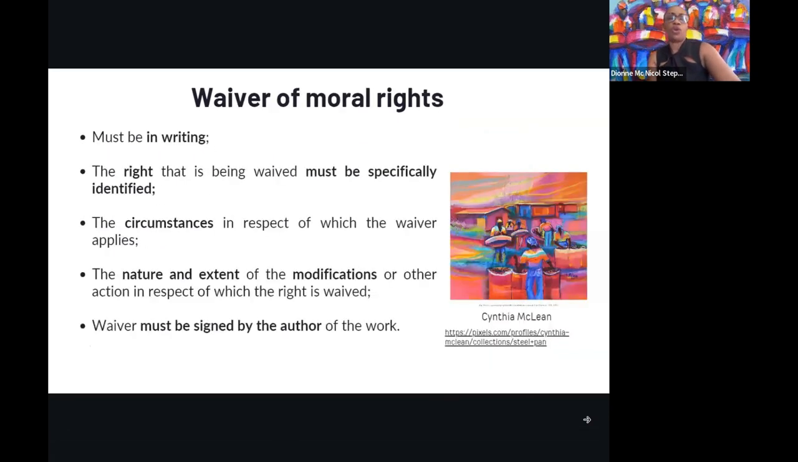You can waive your moral rights, but to do so, it must be in writing, and the right that is being waived, which you are not looking to enforce, must be specifically identified. The circumstances in respect of which the waiver applies must also be stated and clear, right? And of course, it must be signed so that there is evidence. Your signature is the evidence of you agreeing to it, right? I'll turn over now to Nicholas.